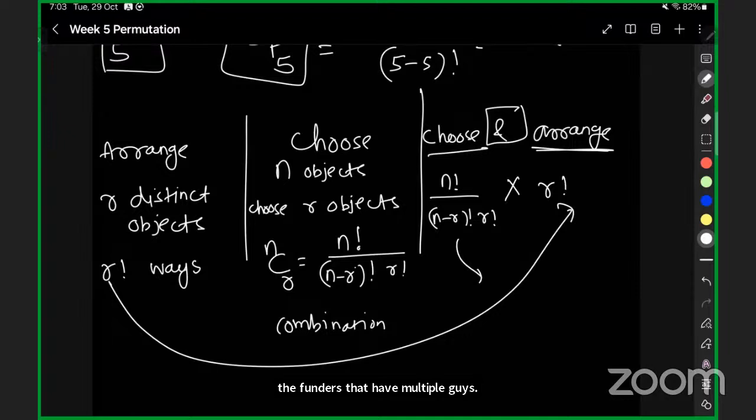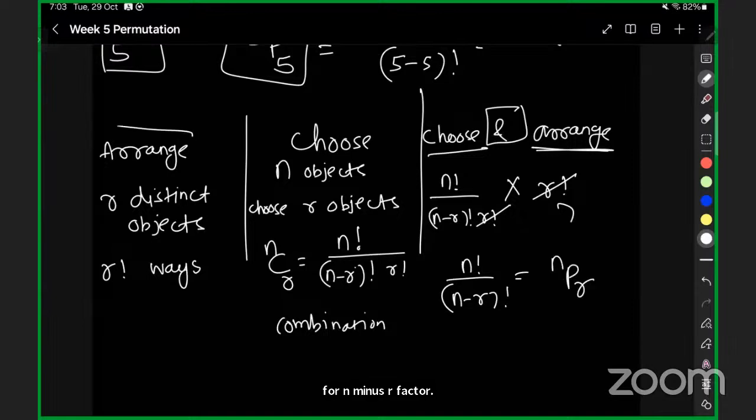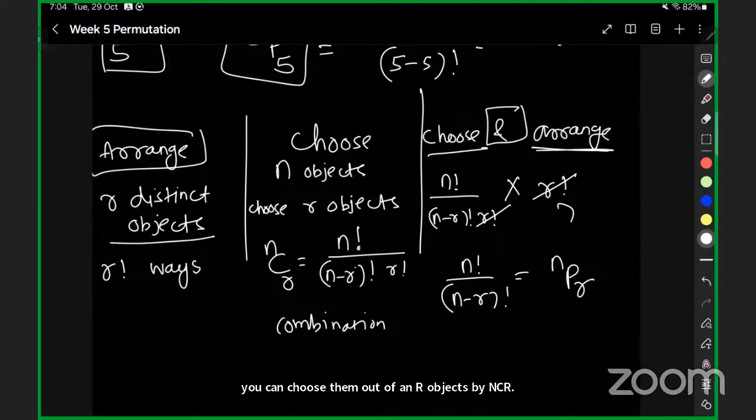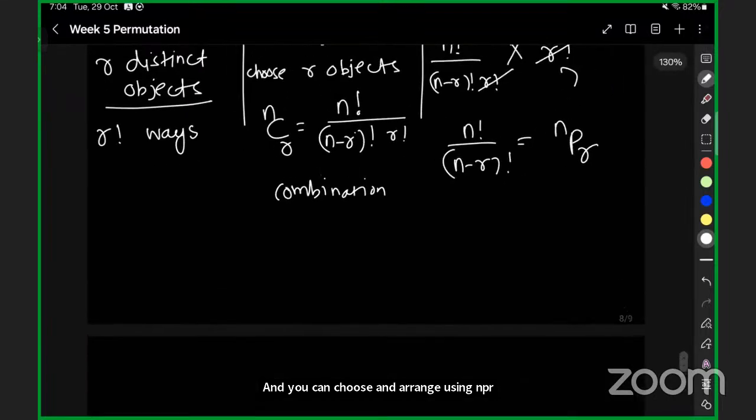So what will you get? This gets cancelled. You'll get n factorial by (n minus r) factorial. And what is this? This is nPr. Okay, so whenever arrange is there, with all distinct objects, you can arrange them in r factorial ways. You can choose r objects out of n by nCr, and you can choose and arrange using nPr. Okay, so that's how permutation and combination works.